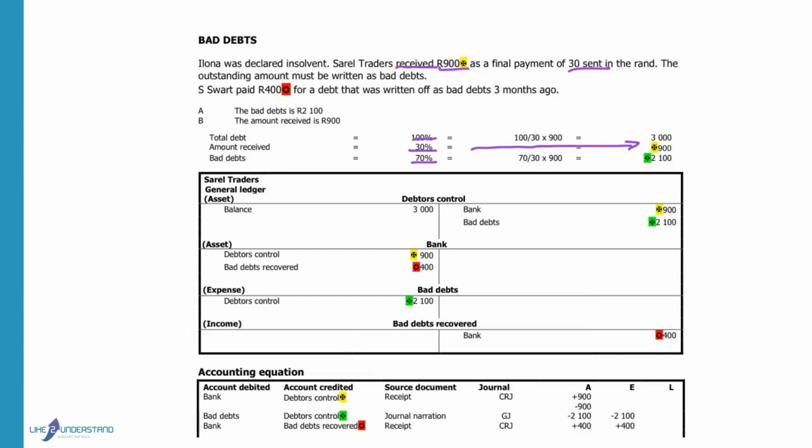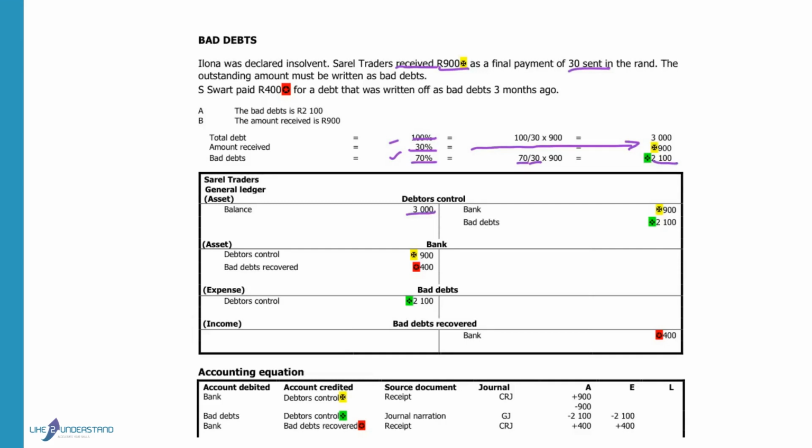If we want to calculate the bad debts, we will take the 900, multiply with the 70, the one that we want, divide by the one that we know, 30 times 900, and that will give me 2,100. His opening balance is 3,000.